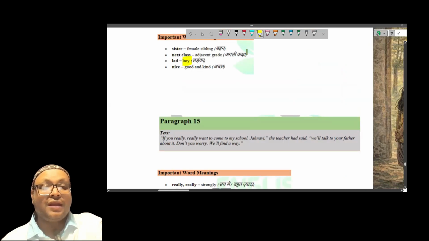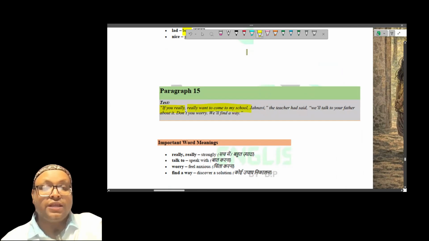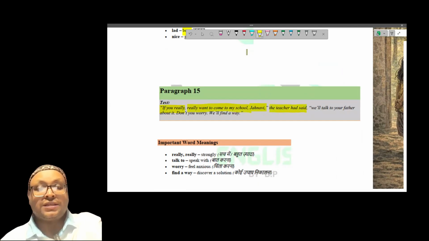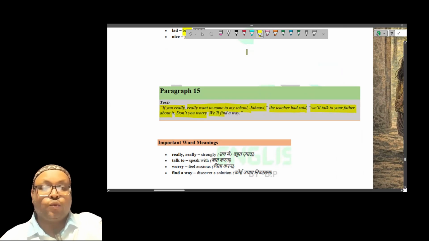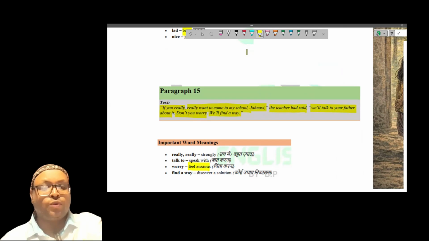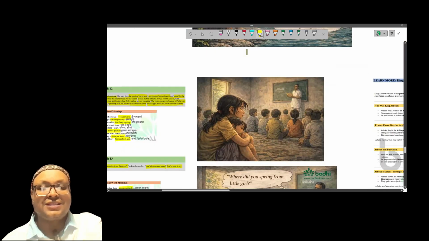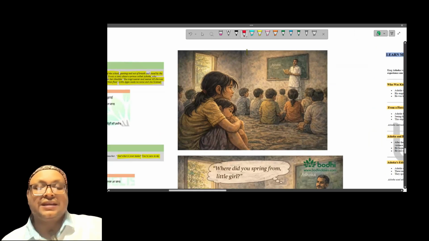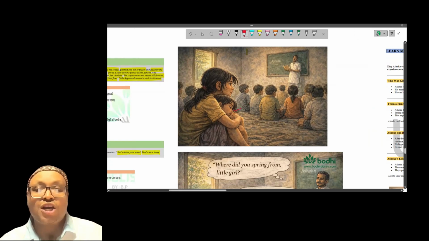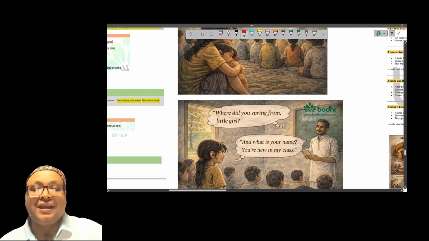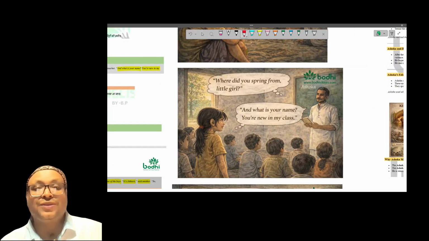Para 15, what happens? "If you really want to come to school, Jahnavi," the teacher said, "we will talk to your father about it. Don't you worry, we shall find a way." And don't worry means don't feel anxious. We will discover a solution, find a way. Now take a look at what the images are telling us. This is how our Jahnavi secretly came with her little brother and sat at the back of the classroom listening about Ashoka. And then the teacher got to see her and said, "Where did you come from suddenly?"